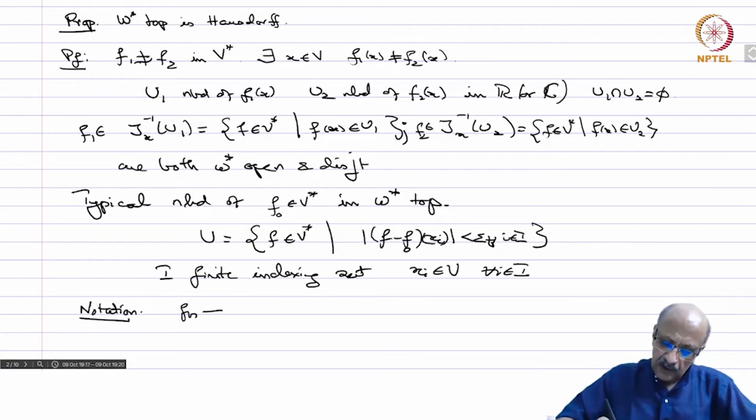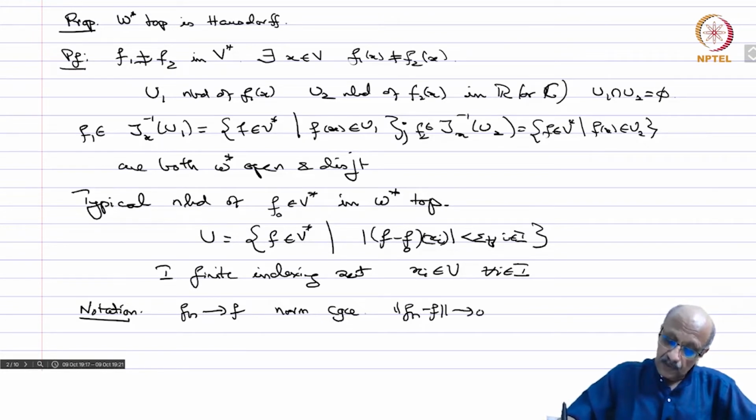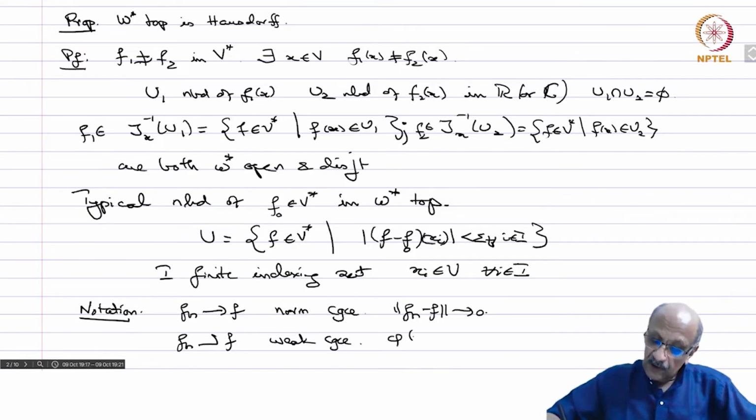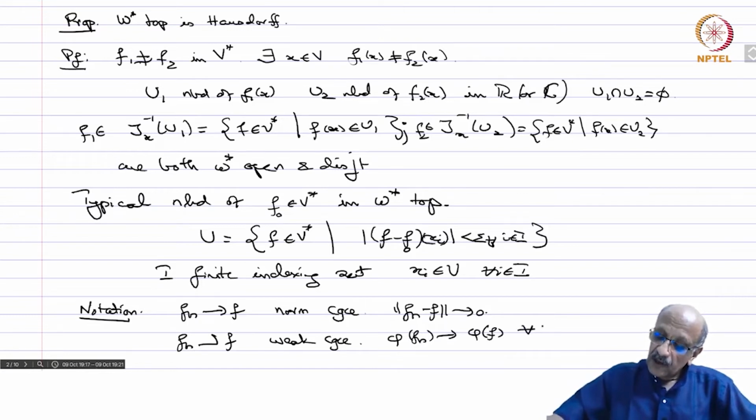So we say fn converges to f, this is norm convergence. Therefore the norm of fn minus f tends to 0. Then fn converges weakly to f, this is called the usual weak convergence. What does this mean? Phi of fn converges to phi of f for every phi in V double star. And then we have weak star convergence.